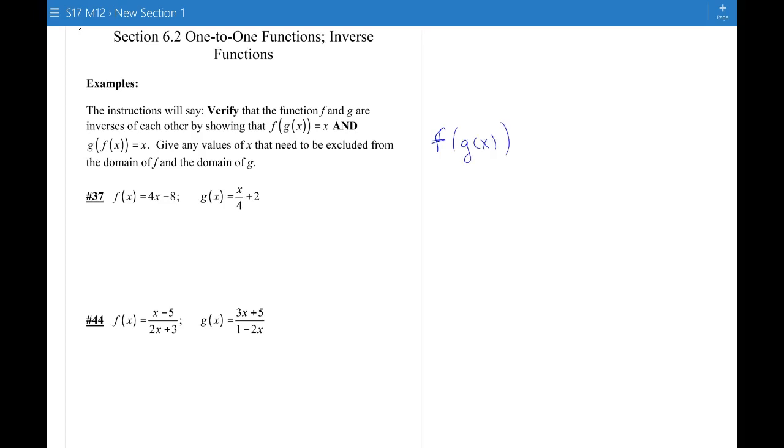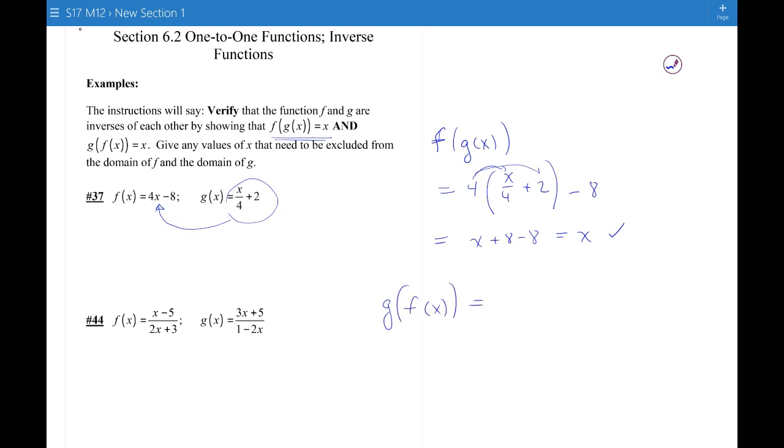Okay, so that says I take the g of x function and I put it in the f function where I see the x. Okay, then I'm going to distribute that 4, and I'm going to get x plus 8 minus 8, which equals x. Check! I've showed that f of g of x equals x. Now I need to show that g of f of x equals x.